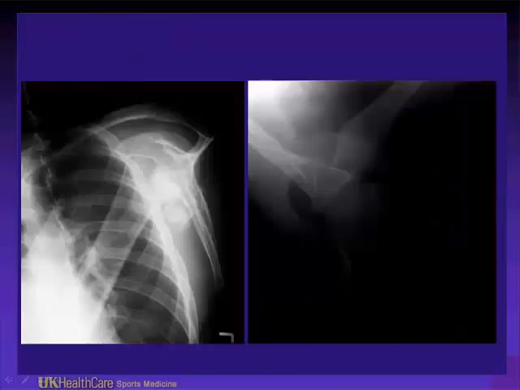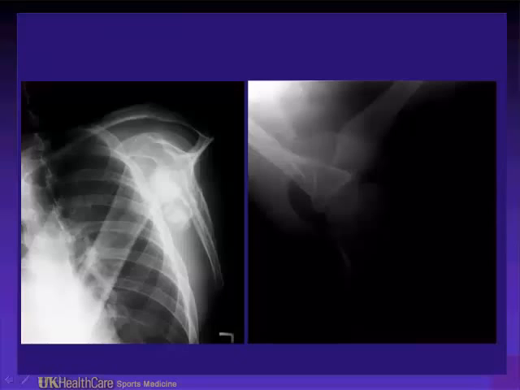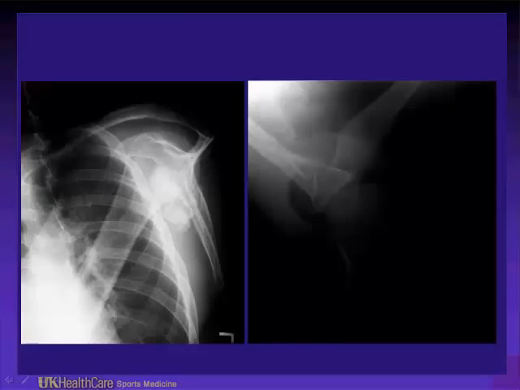This is the outlet view on the left and the axillary lateral view on the right. You can see this looks like bone. It's radio opaque. You can see the distance from the ribs to the scapula on the left and understand why he is having winging, because this is a space-occupying lesion, not anything neurologic to cause the scapular winging that we see with intrinsic shoulder problems.